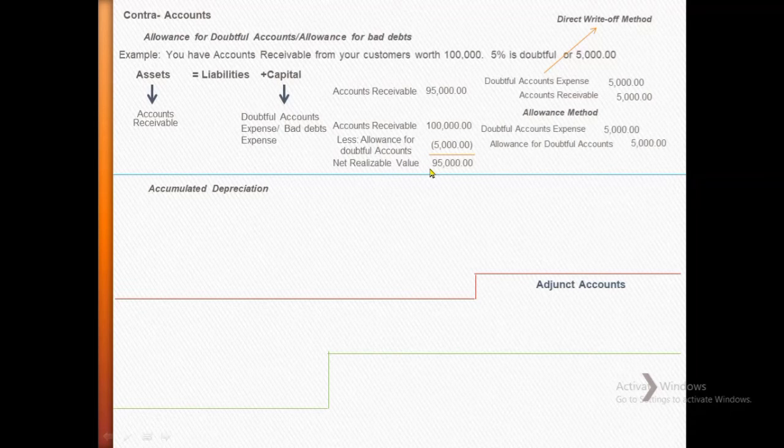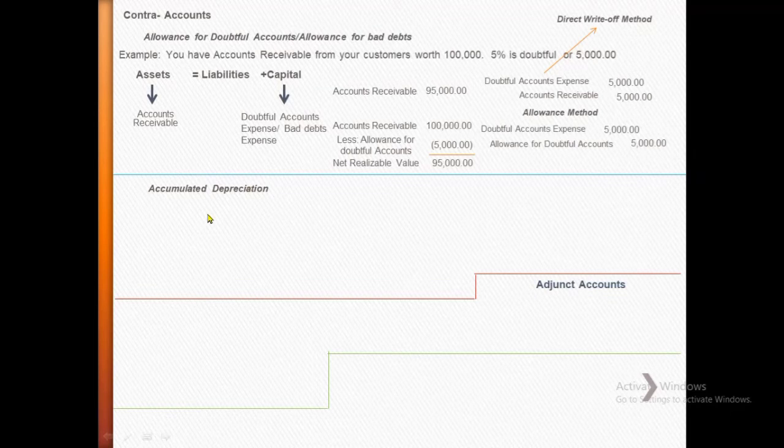So that's it for the allowance for doubtful accounts. But before we go to the accumulated depreciation, if you are asked what is the normal balance of allowance for doubtful accounts, then your answer should be credit. Let's go to accumulated depreciation account.